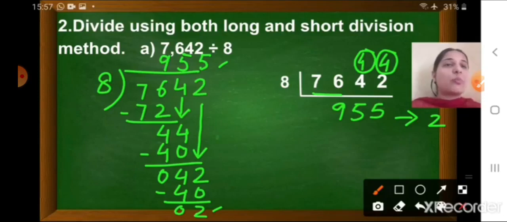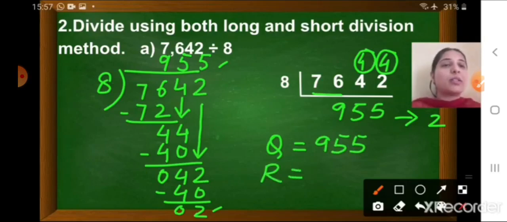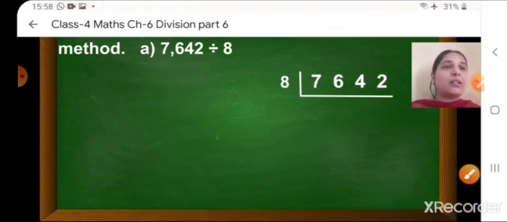So what is the quotient obtained, children? In both the cases you can see the quotient is the same, which is 955. And what is the remainder, children? Remainder is 2. Okay. So in this way we can do the division using short division as well as long division method. Now let's see the next question.